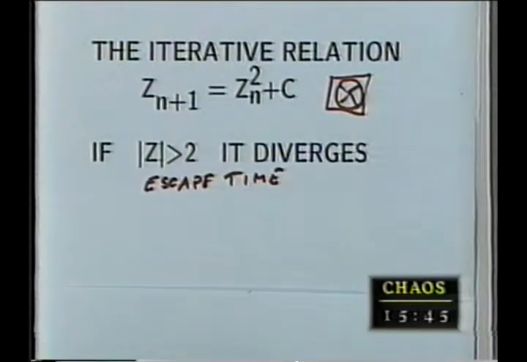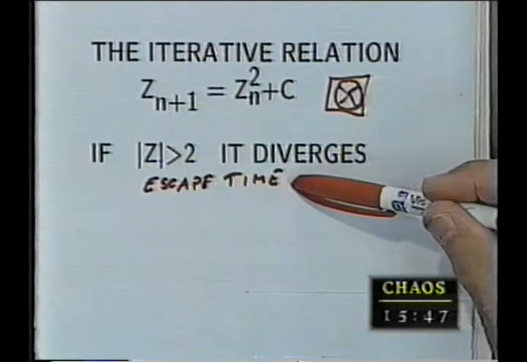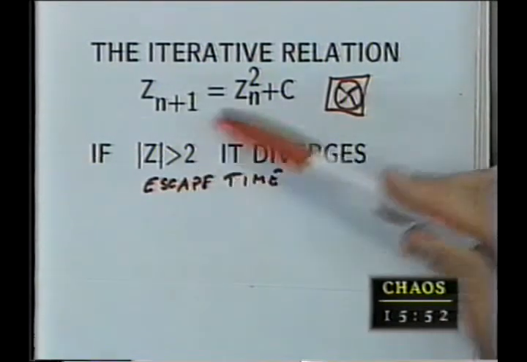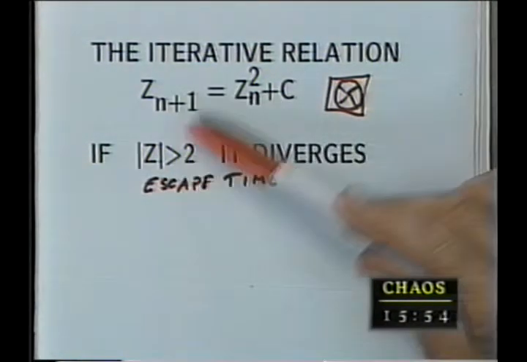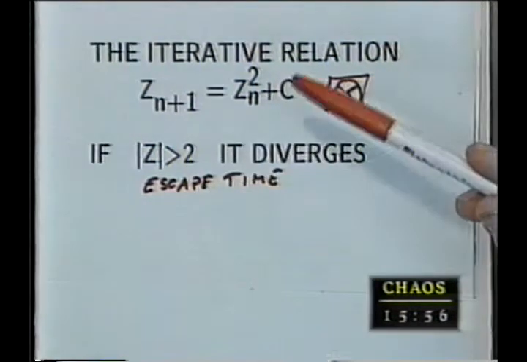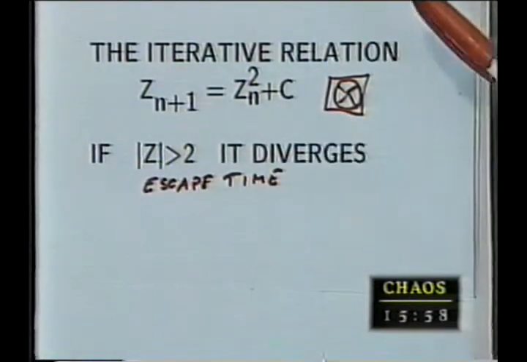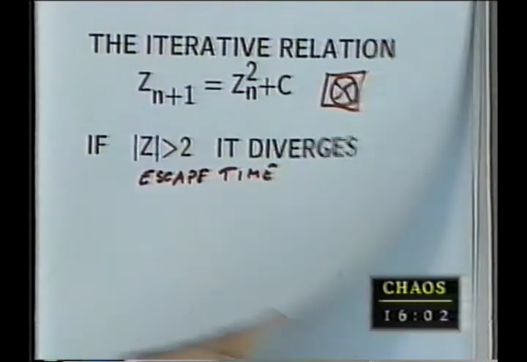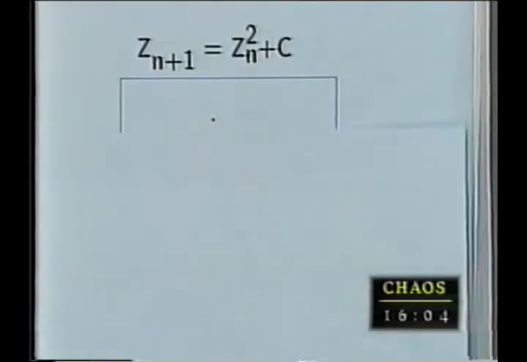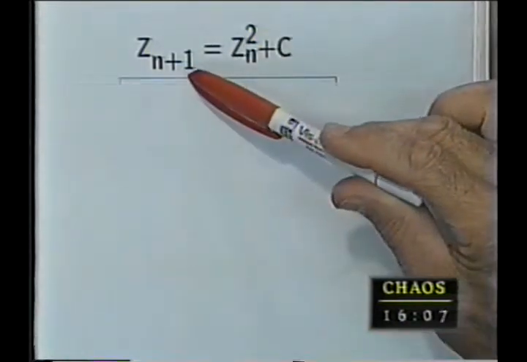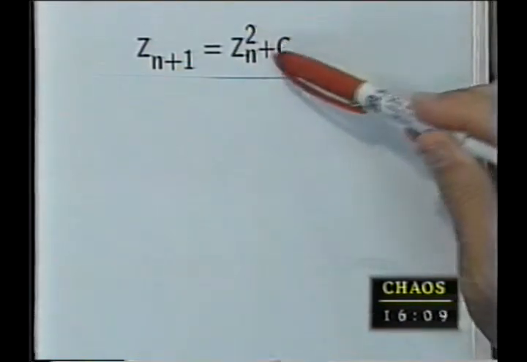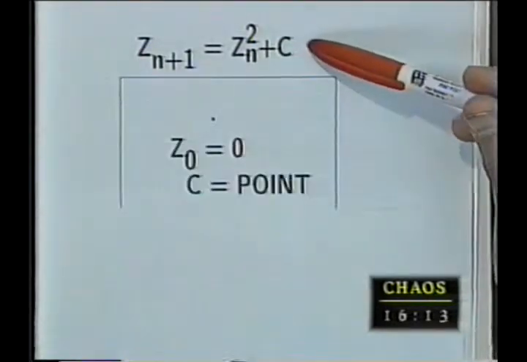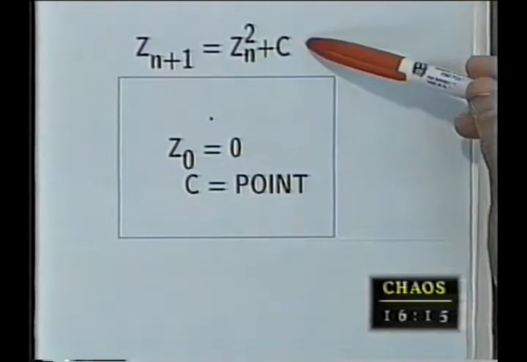The escape time, and you may have heard that, and people talk about chaos all the time. The escape time is the number of iterations it takes for the z to reach 2, because we know once it reaches 2, it's essentially gone. So we call that the escape time. I'm going to use this relationship, z of n plus 1 equals zn squared plus a constant, this is a complex constant, to draw pictures on my computer screen.